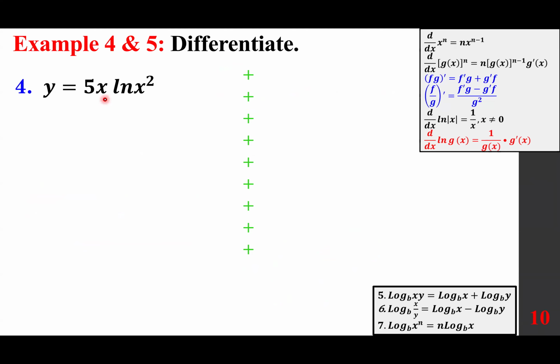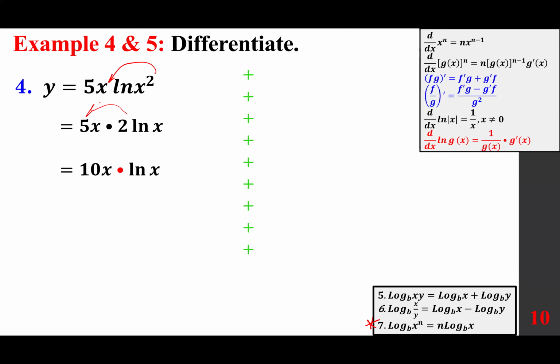y is 5x times ln of x squared. I want to concentrate on that. And number 7, the power rule first, I'm going to put the 2 here. So it's 5x times 2 ln x, and of course 5 and 2, 10x ln x.